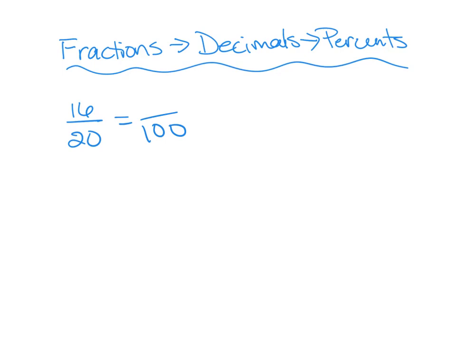So if I know that 20 times 5 gets me 100, then I know whatever 16 times 5 is going to actually give me the percent or the decimal. 16 times 5 ends up being 80. We know that when we say 80 100ths, we actually just said the decimal. And then we know that all percents are out of 100. So when you have 80 out of 100, you essentially have 80%.